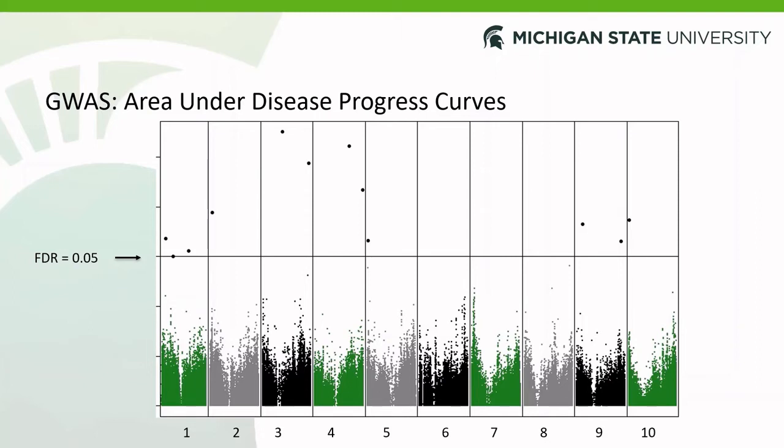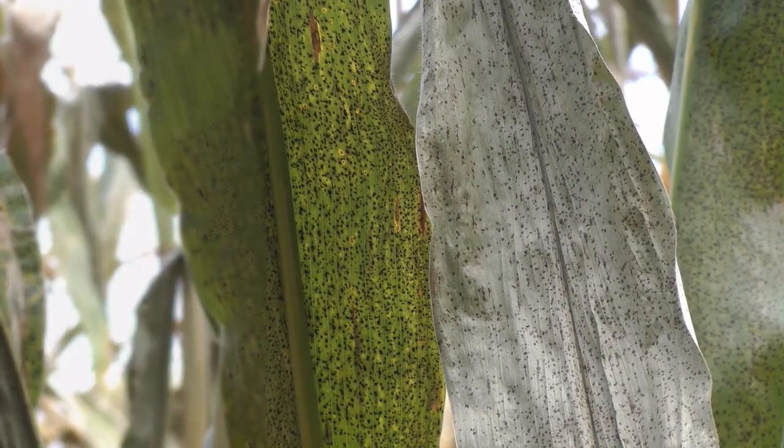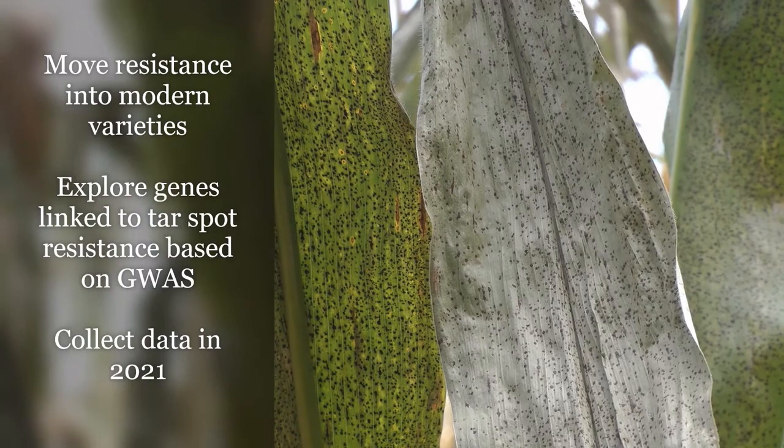Suppose a G in the DNA at the genetic location averages a 20% tar spot severity rating, while a C at the same location averages a 5%. That location would be marked as having an association with tar spot and will appear higher on this graph. Our current data suggests a dozen locations in the maize genome that may confer resistance to tar spot.